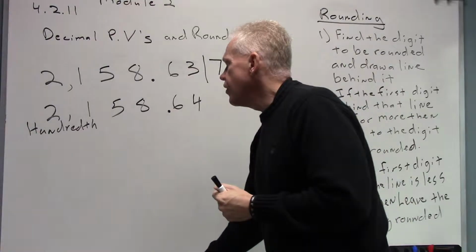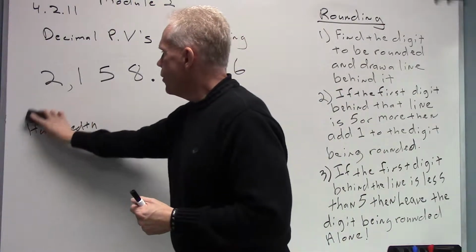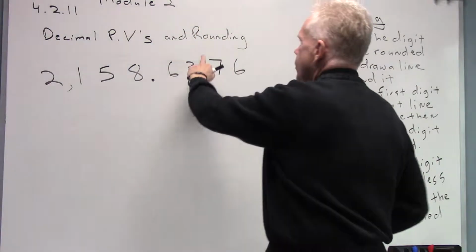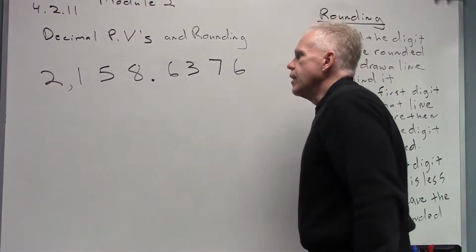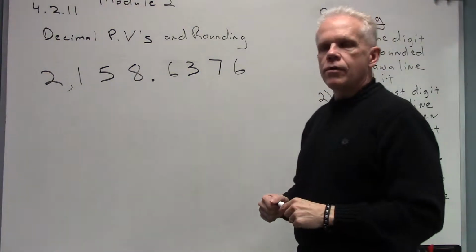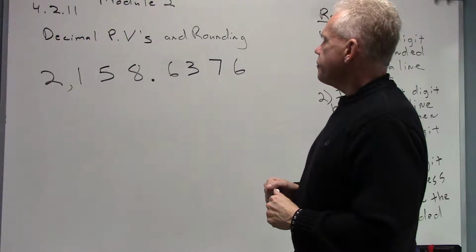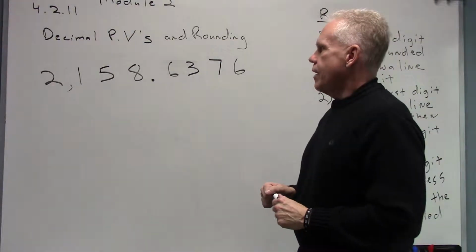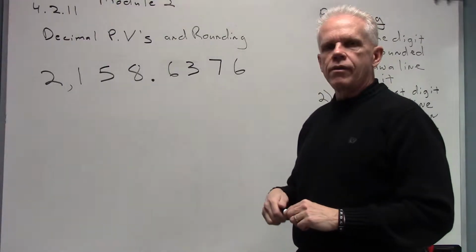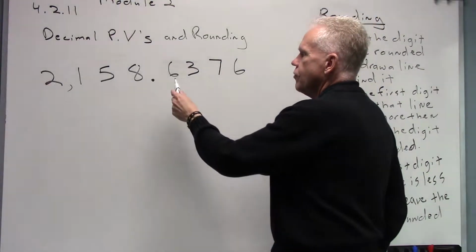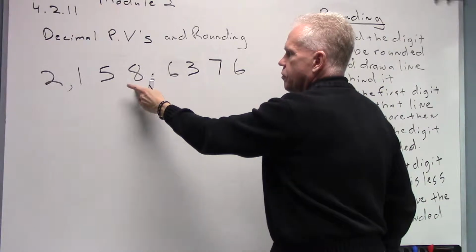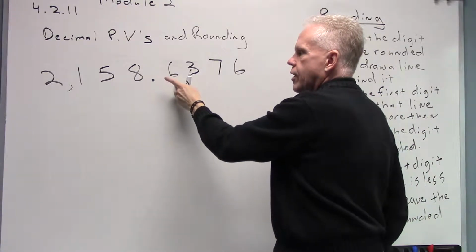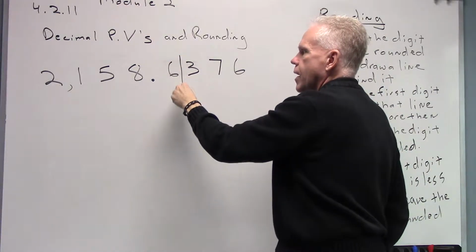64 hundredths. Let's take this same number now, and this time, instead of rounding to the hundredth, let's round it to the nearest tenth. First of all, this is the ones place. Come behind the decimal, here's the tenth right here. So we're going to draw a line behind that.